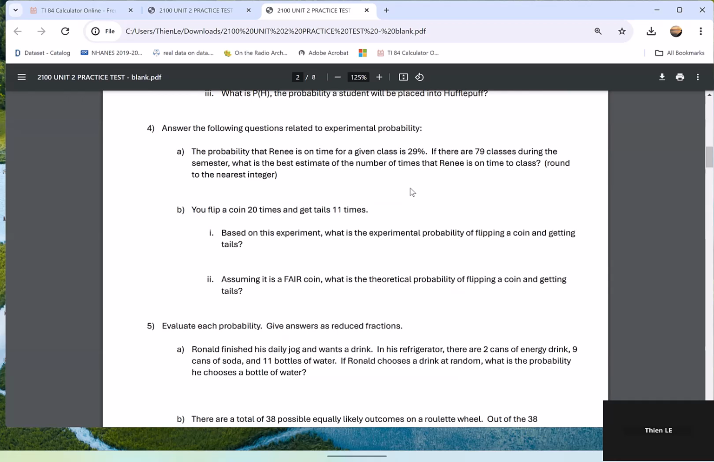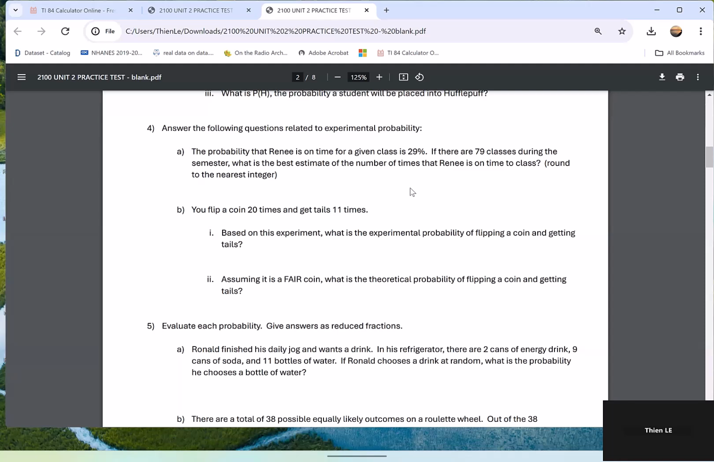You flip a coin 20 times and get 11 tails. Based on this experiment, what is the experimental probability of flipping a coin and getting a tail? So you get 11 tails out of 20, right? So the probability would be just 11 out of 20. And if you do the math, it gives you about 0.55, or 55% if you want to use a percentage.